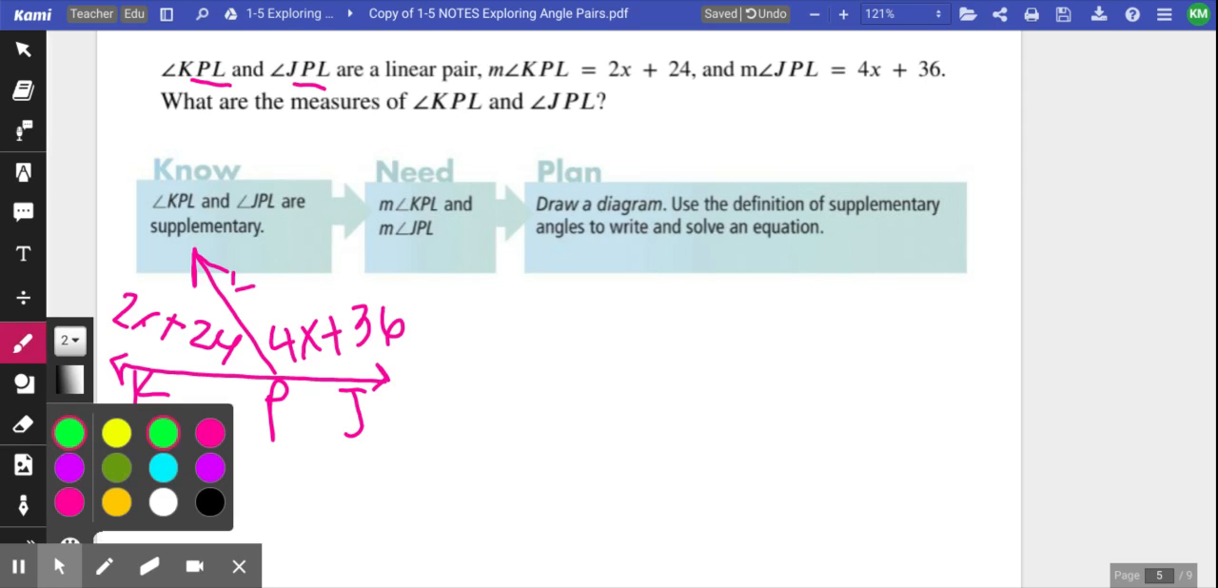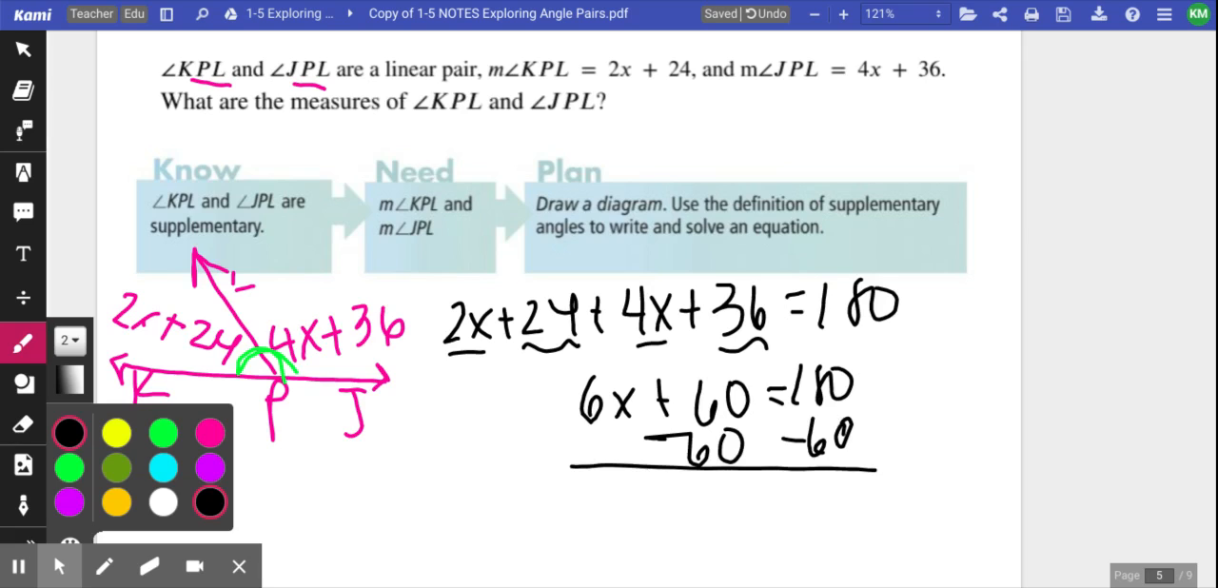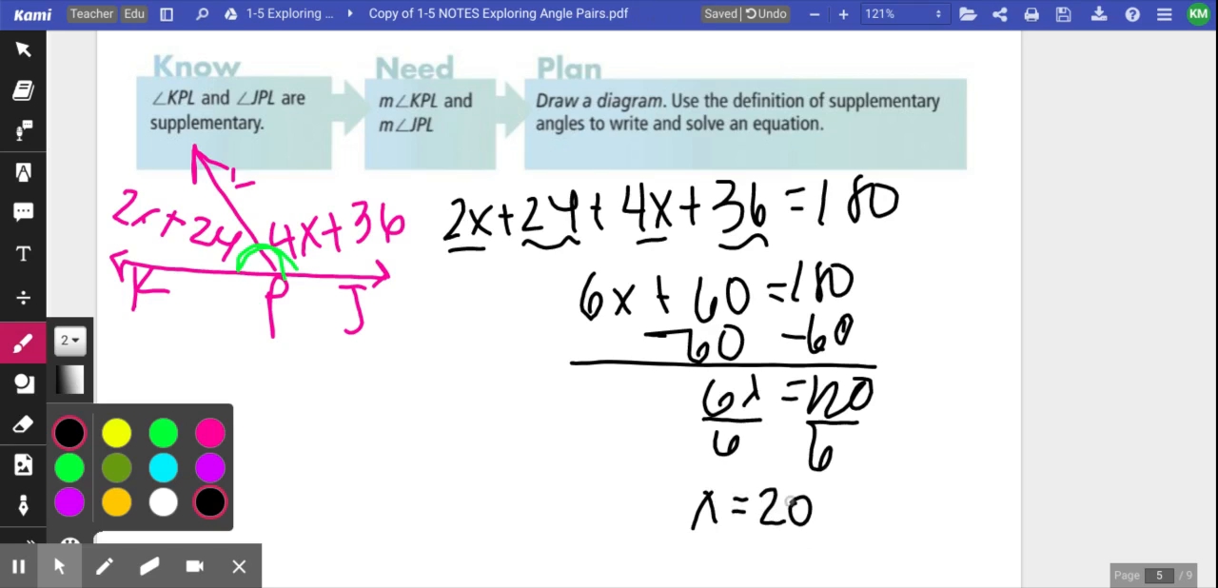So what I know is that together these 2 angles form a linear pair. That means that they sum to 180. So I'm going to do 2x plus 24 plus 4x plus 36 equals 180. From here, I can combine like terms. I get 6x plus 24 and 36 is 60 equals 180. Subtract 60. 6x equals 120. Divide by 6. And x is 20.